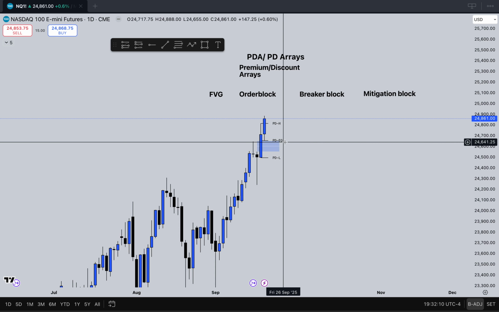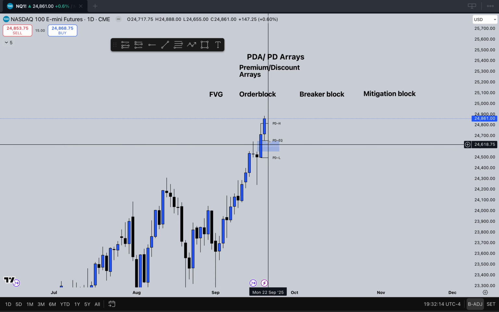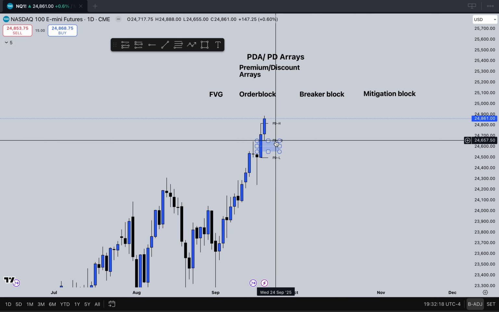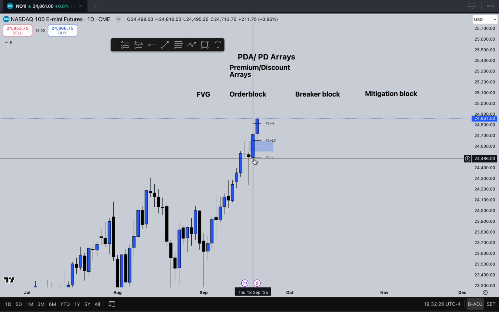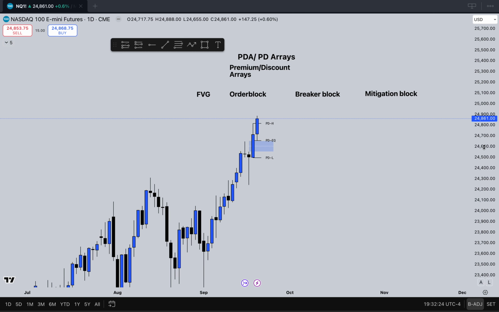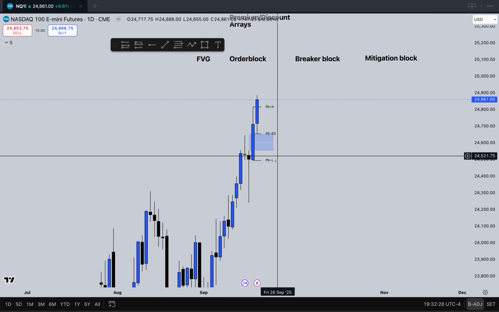Now, what these fair value gaps represent is a strong move in one direction in the market, and the market likes to rebalance them because they're viewed as imbalances in the market where price only traded one way really strongly. So the market likes to return to these areas to rebalance it and then continue the move.